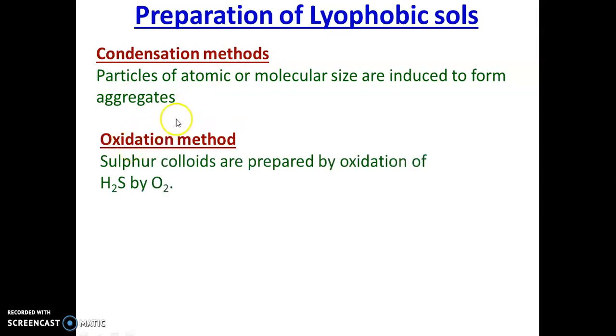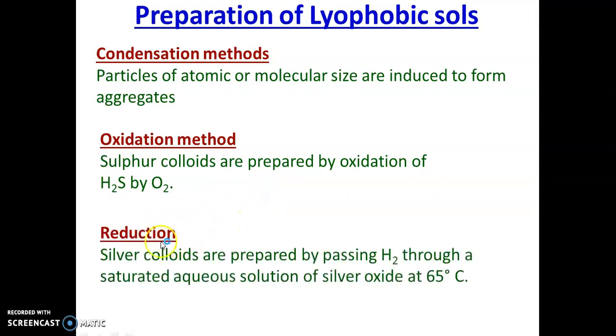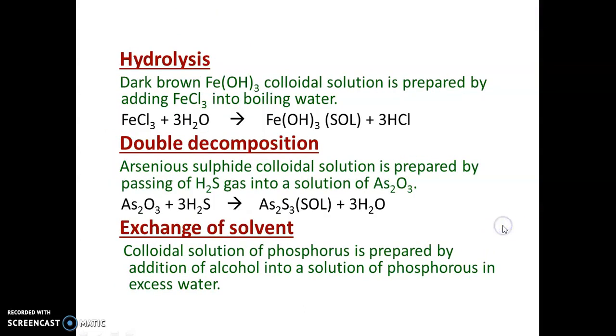So aggregate form के लिए हम chemical method basically use करते हैं. Chemical method में सबसे first हम oxidation method, सल्फर कोलाइड generally प्रिपेयर होते हैं. H2S को आप O2 से रिएक्शन कराएंगे, then it will form H2O and sulfur will form in H2O, that is colloidal solution of sulfur. Next is the reduction. सिल्वर कोलाइड है, H2 पास करेंगे तो रिडक्शन हो जाएगा. Ag2O plus H2, then it forms H2O plus Ag, that means colloidal solution of silver is obtained.